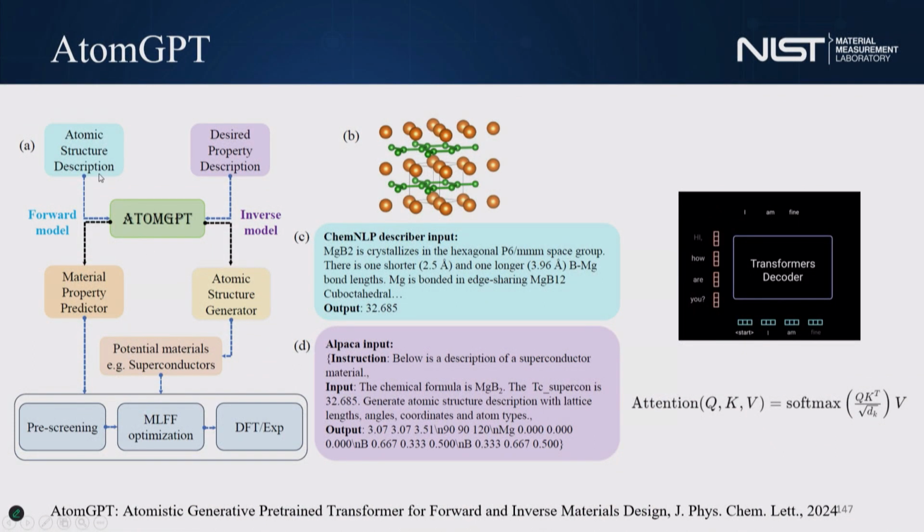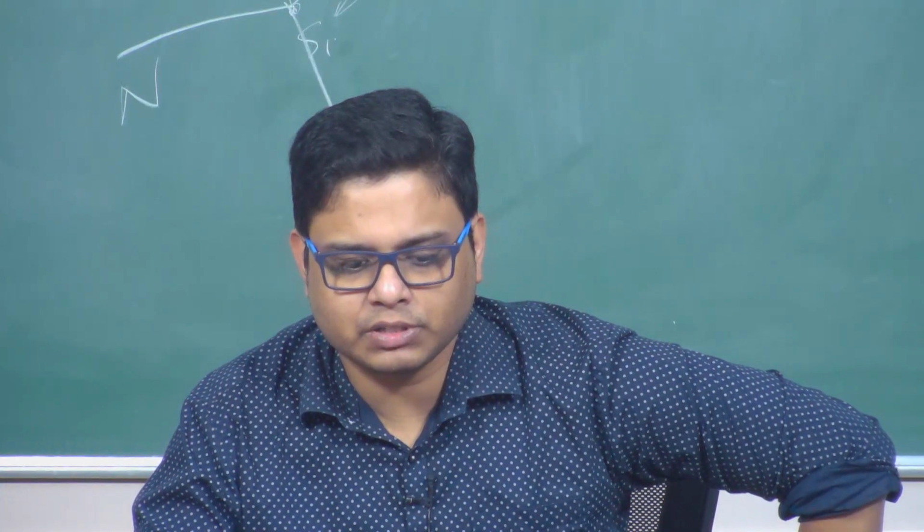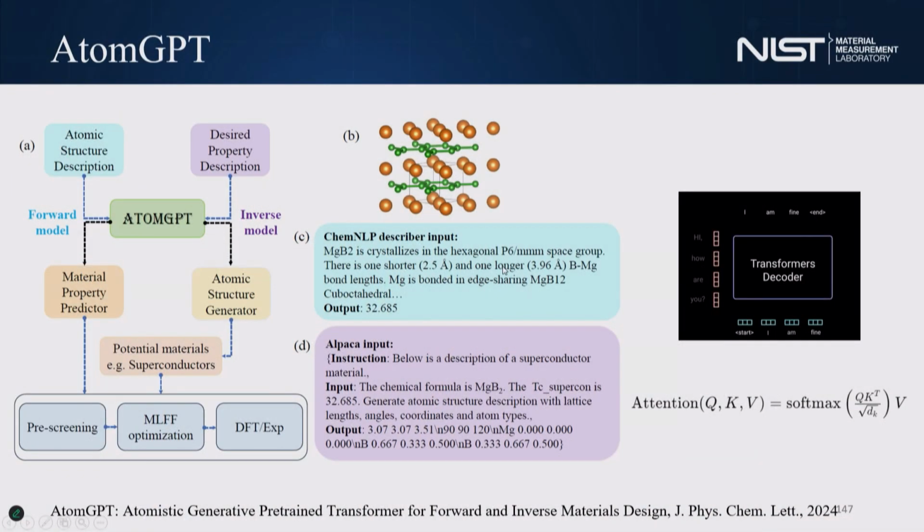So in AtomGPT, there are two types of models: one is called the forward model and the other the inverse model. In the forward model, we have a prompt like this, which is how a chemist will describe an atomic structure. This is a magnesium boride crystal with hexagonal symmetry with this space group. This has one short bond, one long bond, and so on. ChemNLP does this for you. Anytime you give a POSCAR file or zip file, it will write you this description. It has some tools for this automatically.